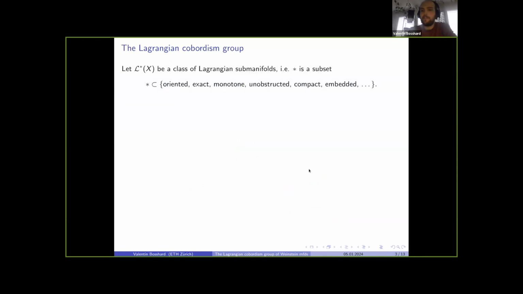So what can we do with this definition? We can classify Lagrangian submanifolds up to being Lagrangian cobordant. We are sometimes interested in just restricting our attention to a particular subset of all Lagrangians, for example, some topological properties like being compact or embedded versus immersed, or maybe some more symplectic properties like exact Lagrangian submanifolds, monotone Lagrangian submanifolds, and also our Lagrangian submanifolds sometimes come with extra structure like an orientation and so on. We are free to choose whatever class we look at.